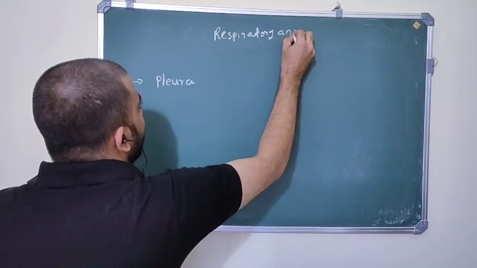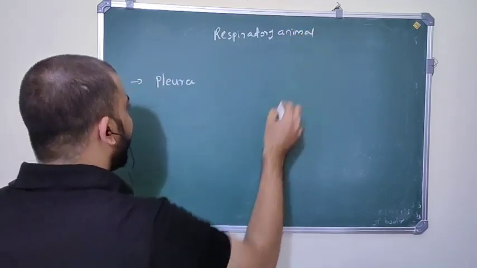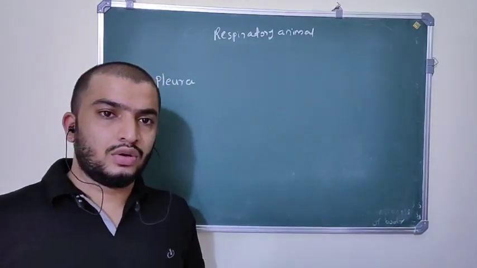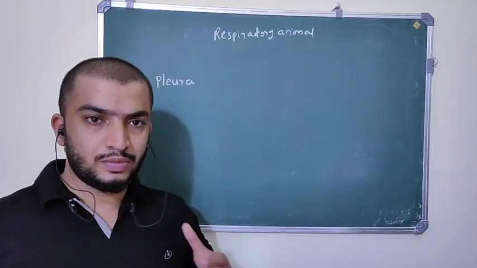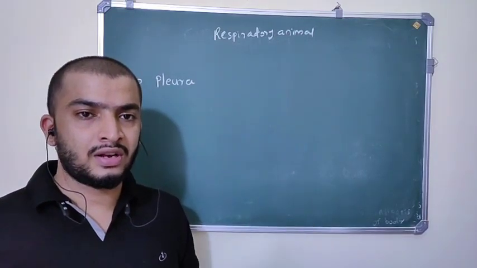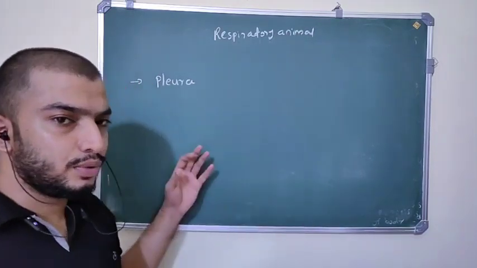This pleura is filled with fluid, and that fluid helps in reducing friction. During inspiration and expiration, the lungs expand and contract, and the pleura helps reduce that friction.